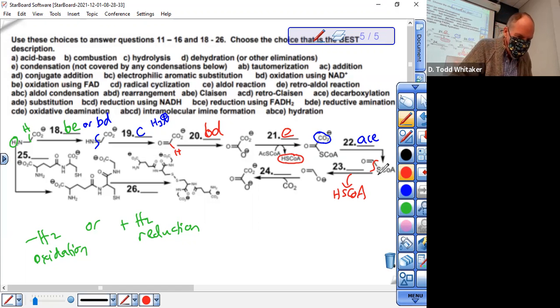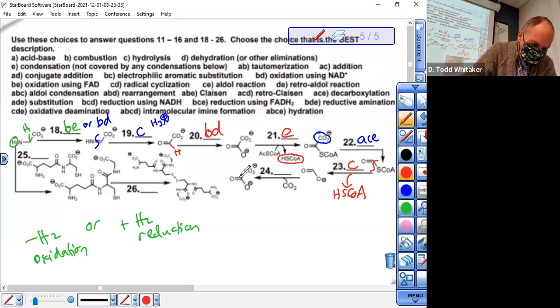Hydrolysis. Where are you, hydrolysis? We saw it already, didn't we? There, C. And then we're adding CO2. We're bringing in CO2. We call it decarboxylation when we lose CO2. Is there a carboxylation answer? I don't think so.